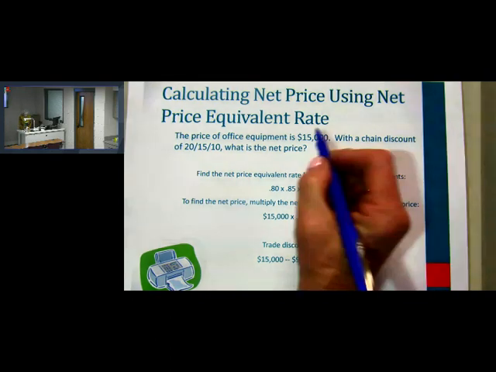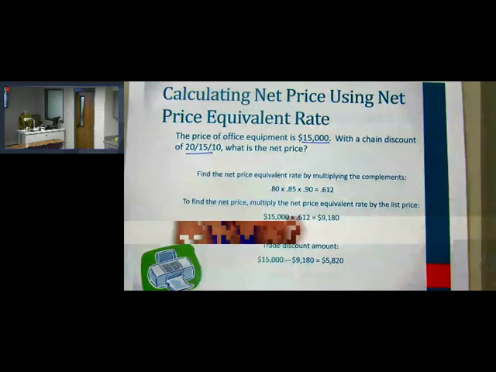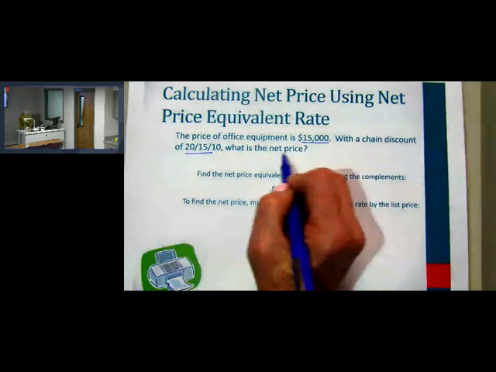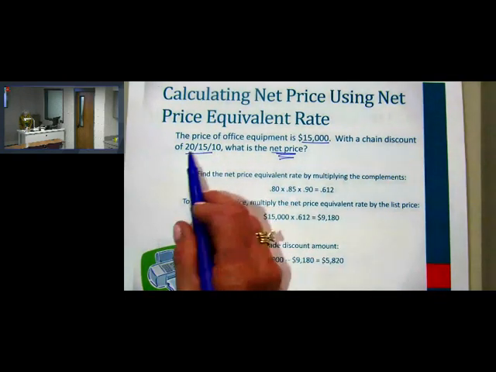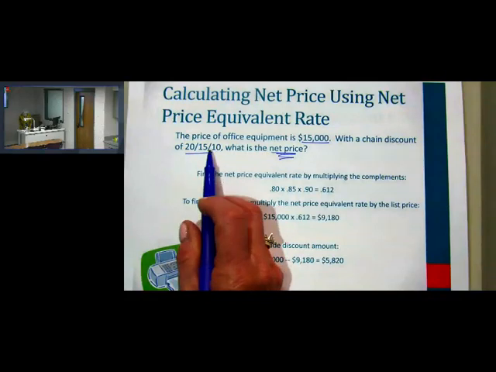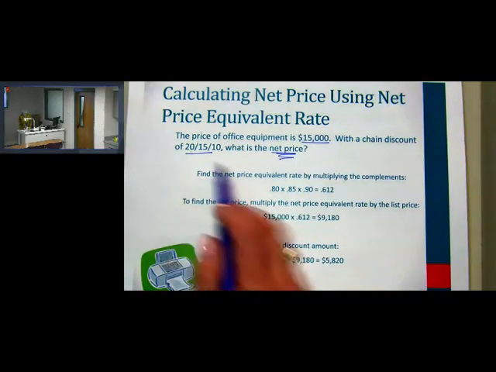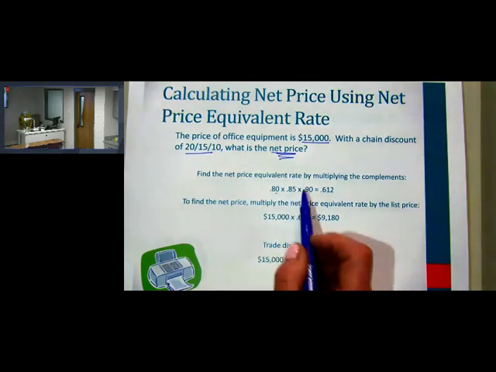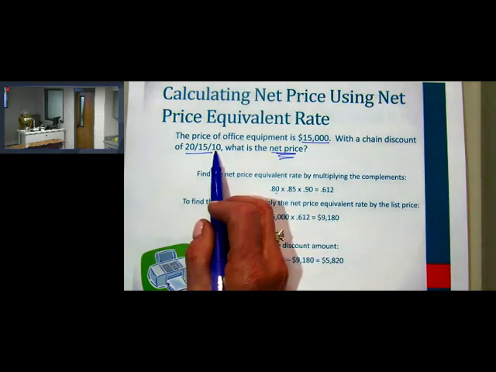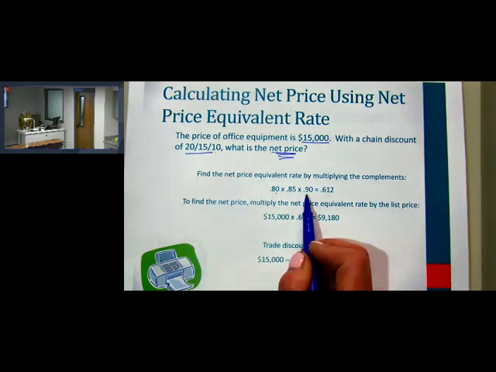Here's again the same list item. Here's the same chain discount. I'm looking for the net price right here. That's what I'm trying to get to. Here's the complements of my chain discounts. The complement of a 20% discount is 0.80. The complement of a 15% discount is 0.85. The complement of a 10% discount is 0.90.